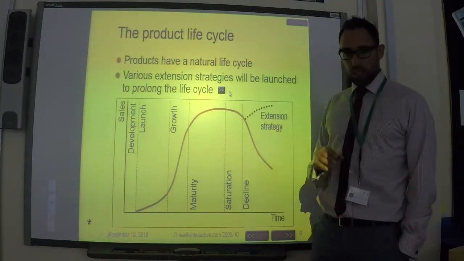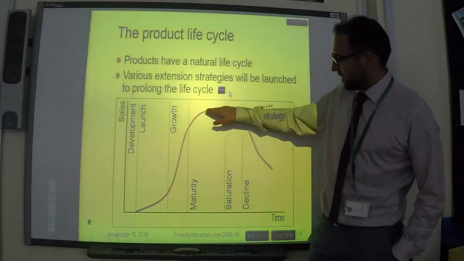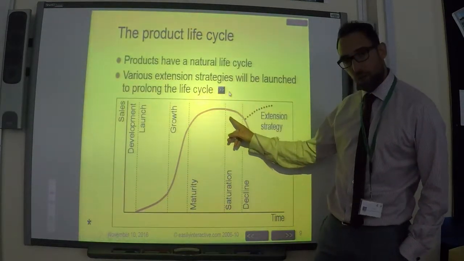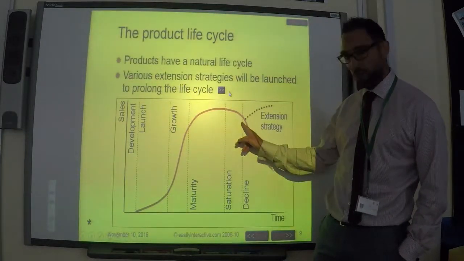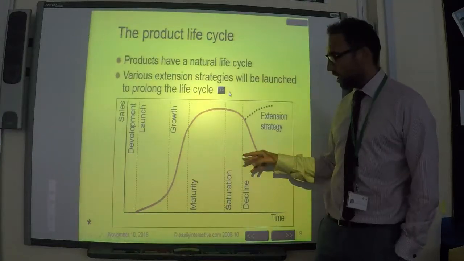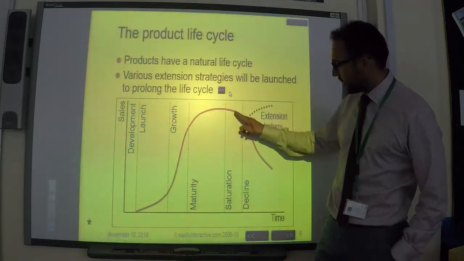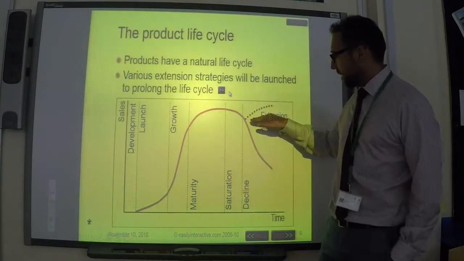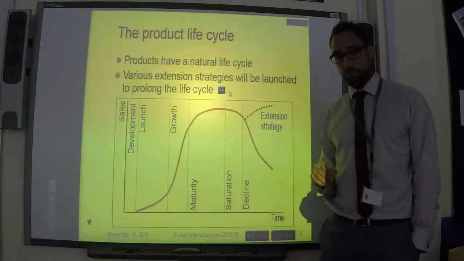Now, businesses always want their sales to be as high as possible. And they definitely do not want this to happen. They do not want sales to be falling, because this is bad news for a business. They've got less sales, that means less sales revenue and less profit. So we have extension strategies where we try to stop this and we try to get sales to go back up again. Now, how can we get sales to go back up?